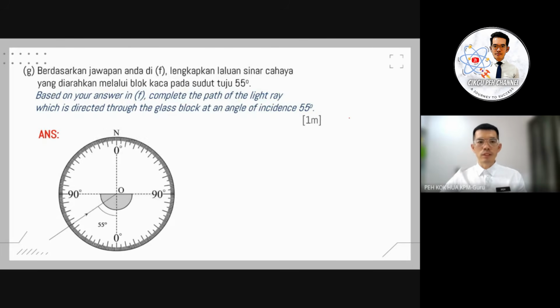Then the last question here. Based on your answer in F, complete the path of the light ray which is directed through the glass block at an angle of incidence 55 degree. So here the question asks you to draw your observation if the incident angle is equal to 55 degree. The incident angle given is 55, and from F, my answer, I get the critical angle C equal to 46 degree.